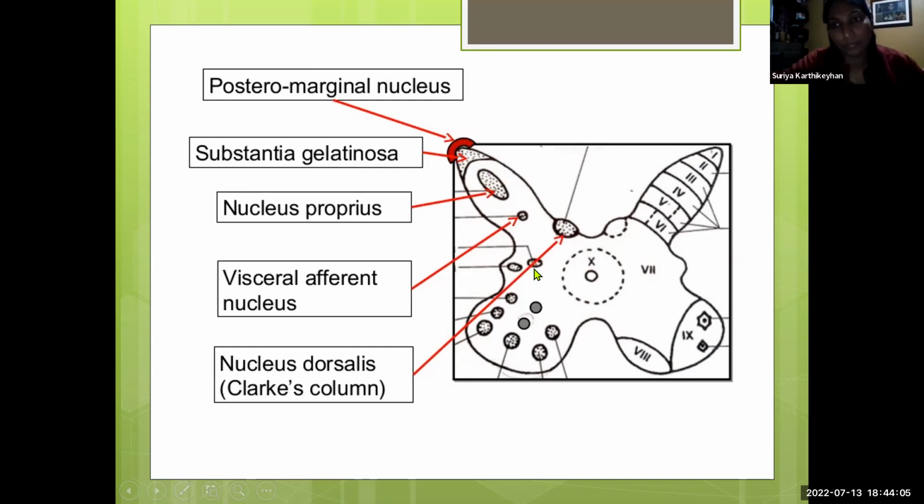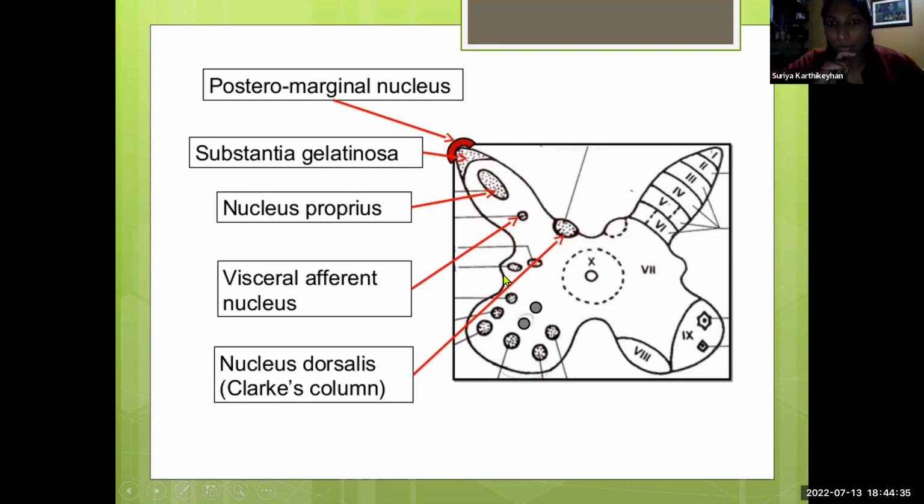Coming to the lateral horn. In the lateral horn, we have only 2 nuclei. Where is the lateral horn situated? The lateral horn is situated only in the thoracic segments and also in the upper lumbar segments. In the lateral horn, we have the nuclei: one is intermediomedial and the other is intermediolateral. It is occupying the intermediate area, so it is divided into intermediomedial and intermediolateral.